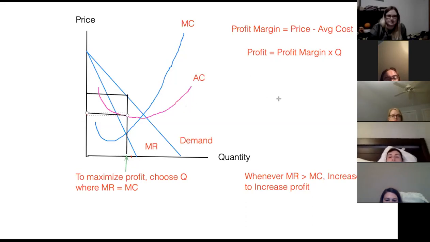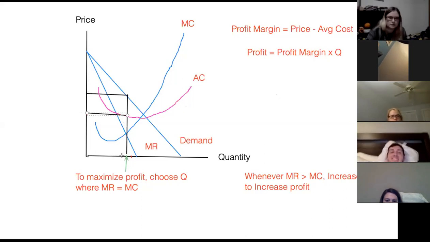Okay, another way to think about this is total revenue is price times quantity. So total revenue is the big rectangle. Total cost is average cost times quantity. Average cost times quantity is the lower rectangle. The difference between the big rectangle and the lower rectangle is profit, which is the upper rectangle right there.